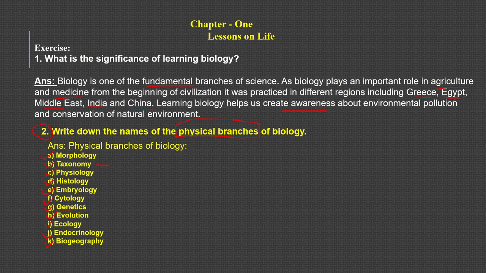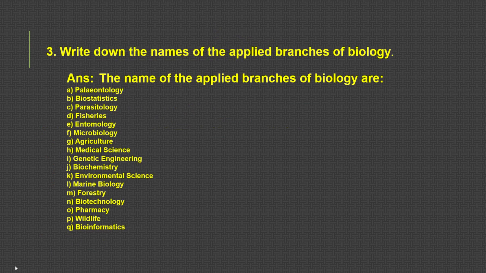Biogeography is the geographical distribution of organisms and their evolution. That is the geographical distribution in this branch. Next one, number three question: write down the names of applied branches of biology. The applied branches of biology are, number one, paleontology.